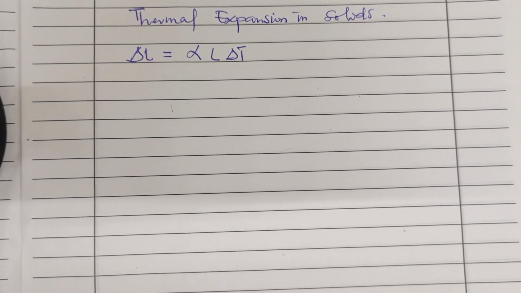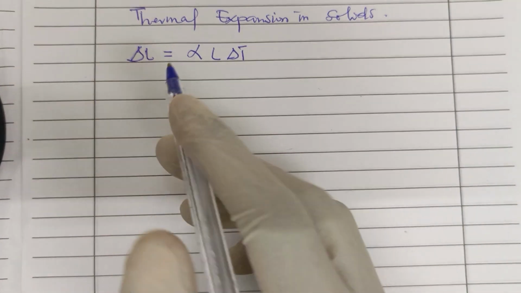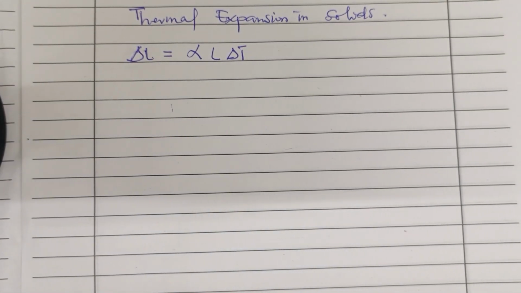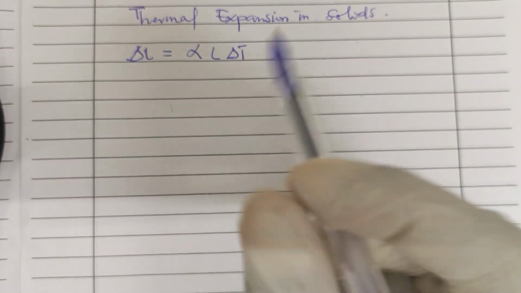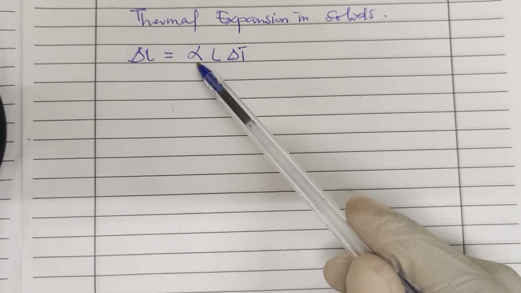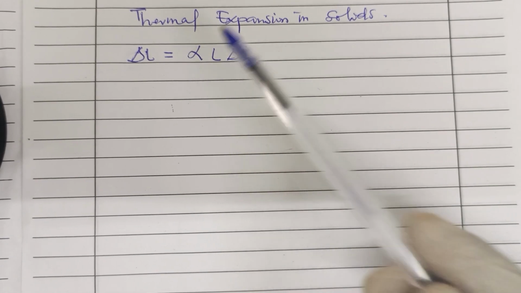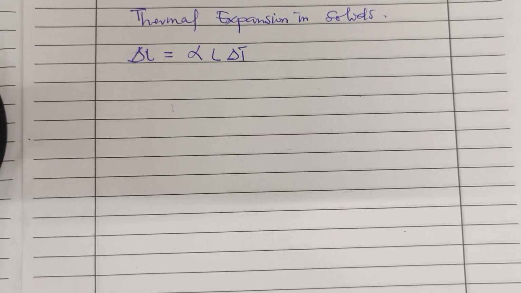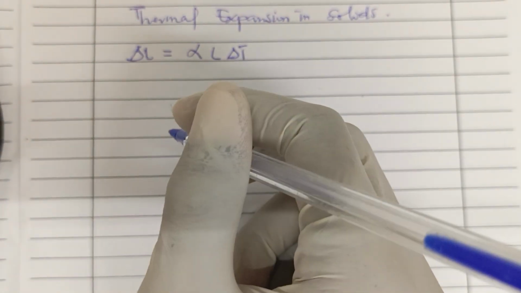Okay, now this is the change in length of the solid. This is the change in temperature. This is the coefficient of linear expansion, and this is the final length of the solid. We can call this equation 1.